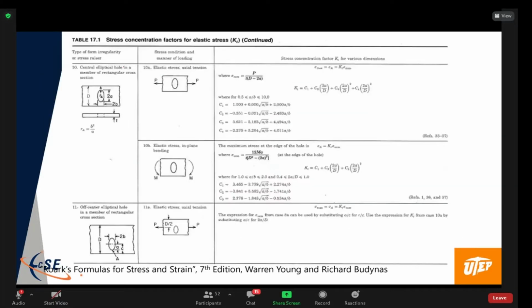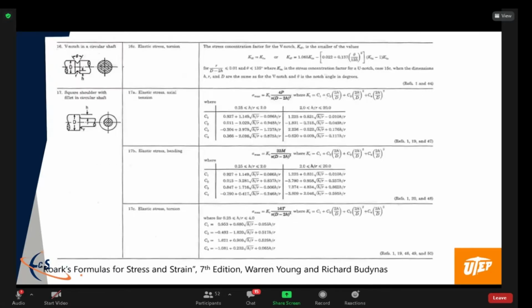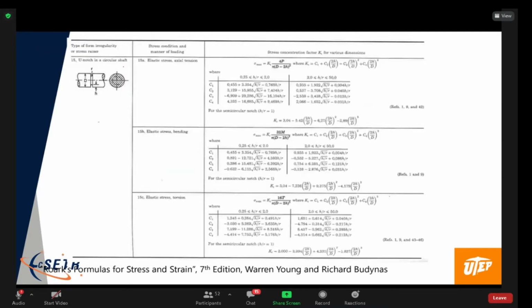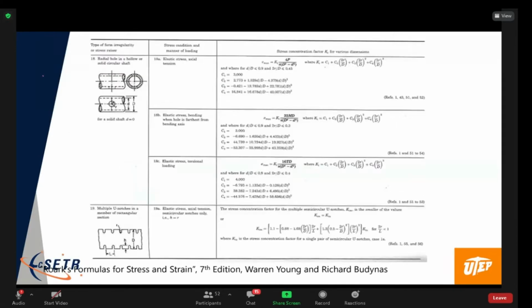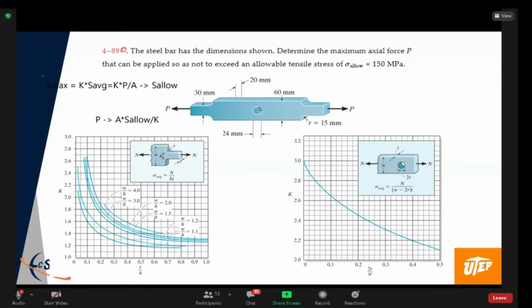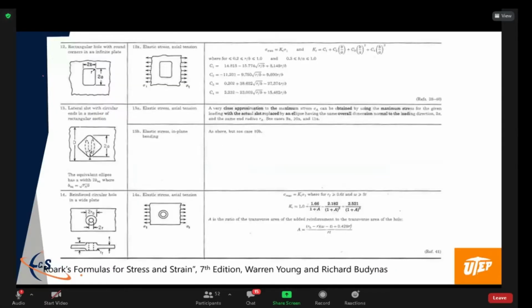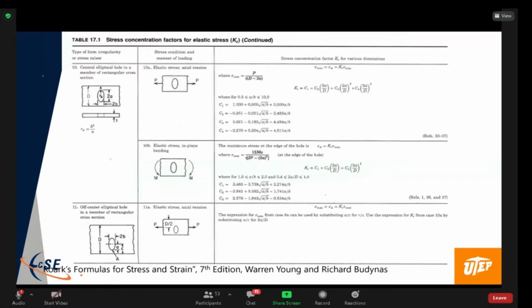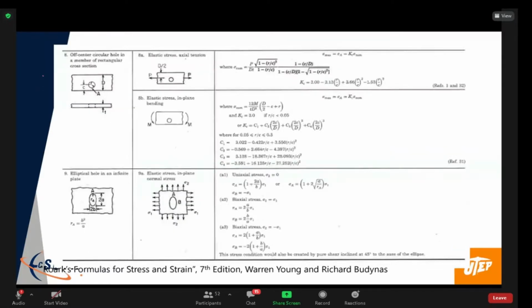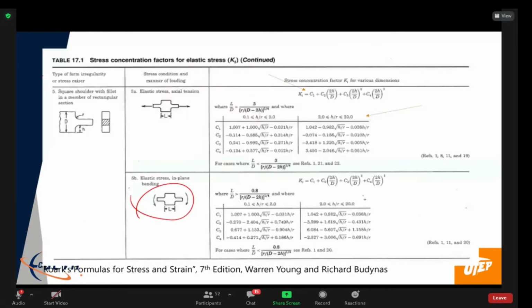I'm not going to go through all these, but here are ones that are in torsion. And I think there's probably one that's similar to the ones they show in the book, maybe. I don't know. They're probably in there, but I probably omitted them. Okay. Well, here you go. Here's the square shoulder with the fillet.